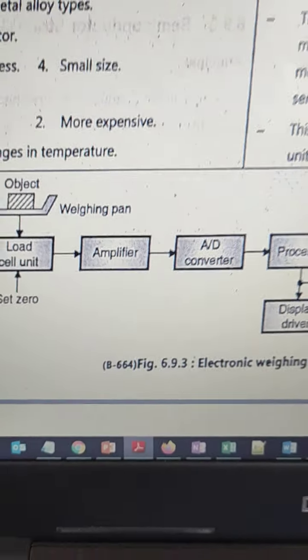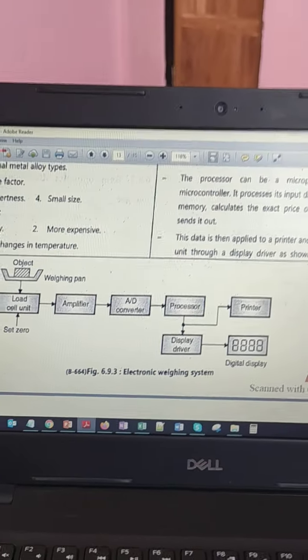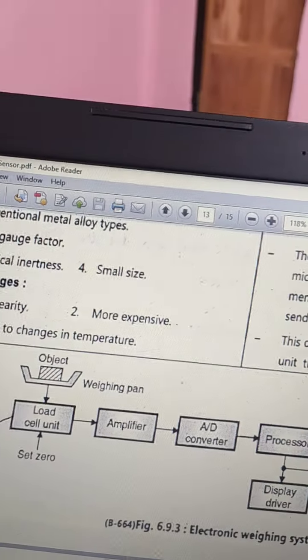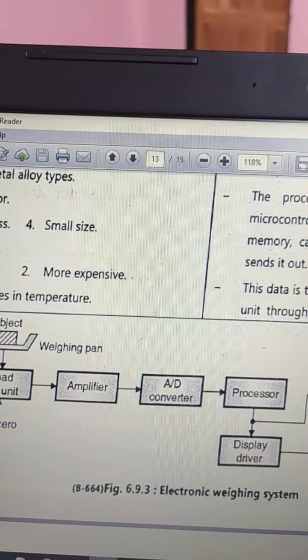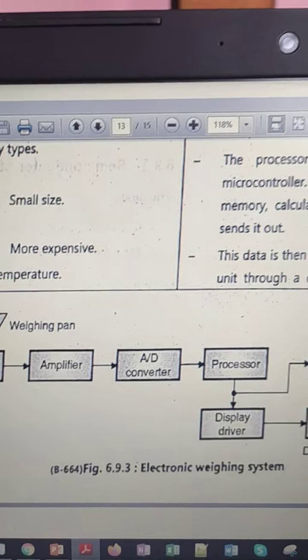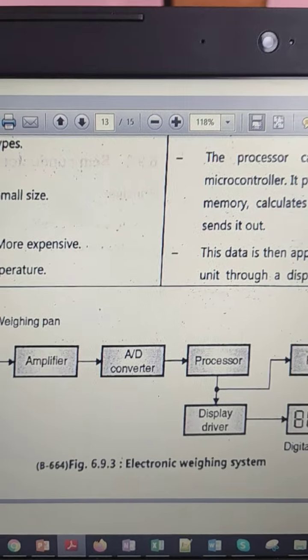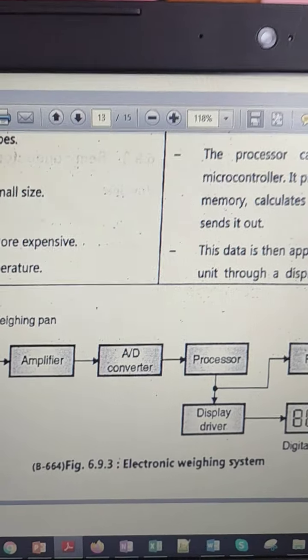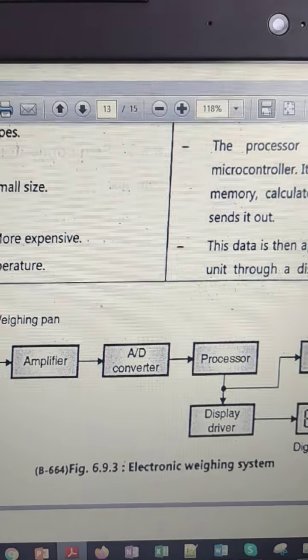So for this important topic, questions may be asked like this: explain the block diagram of a weighing machine, then explain LDR with characteristics and working principle, and explain biosensor. So these 3 topics are important.